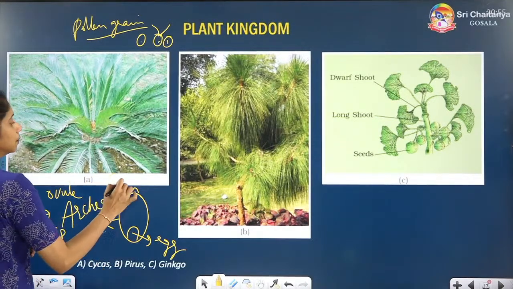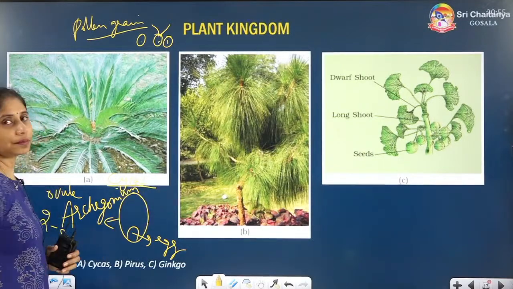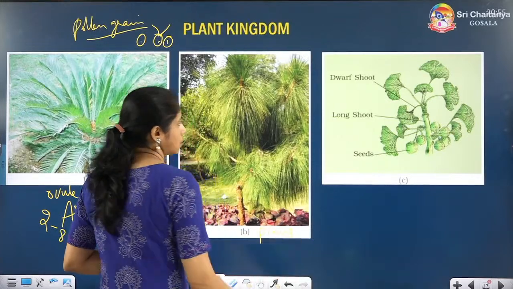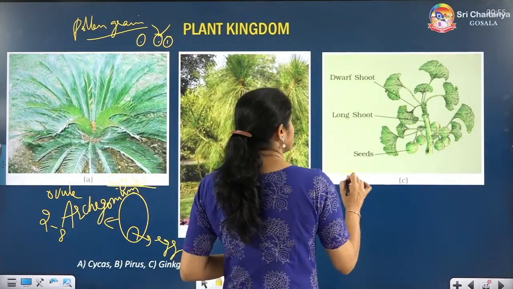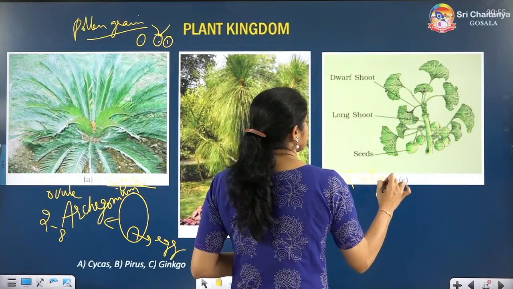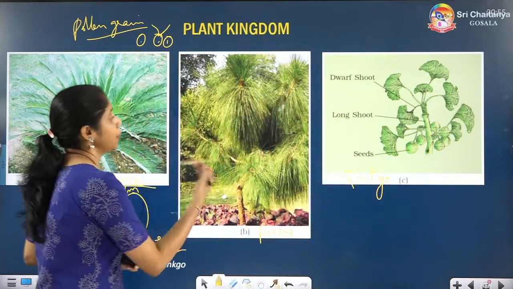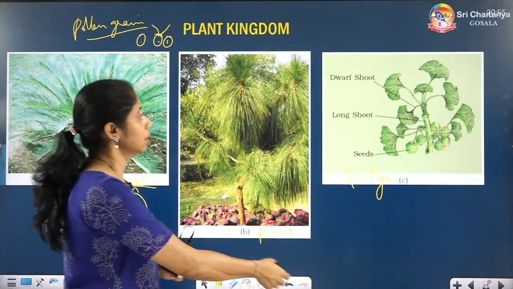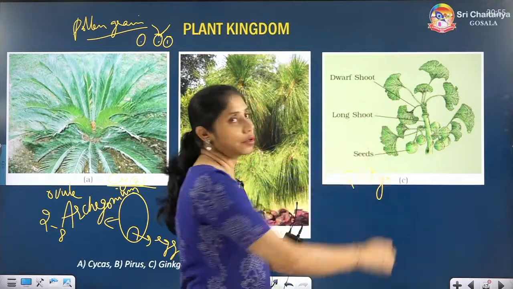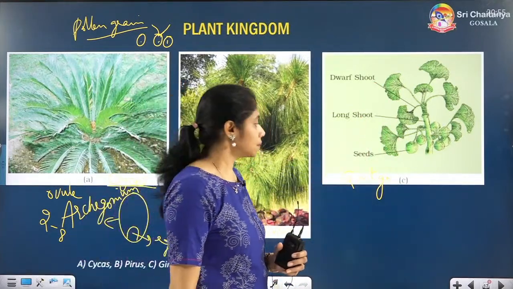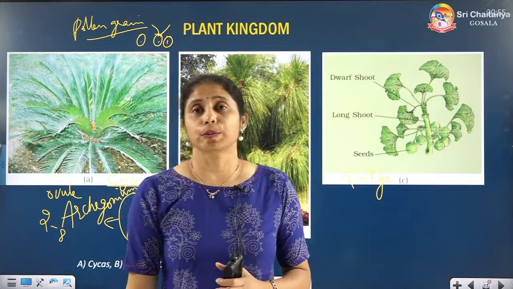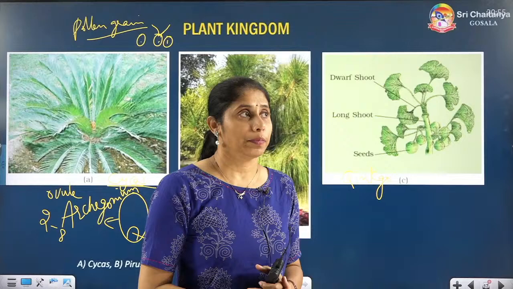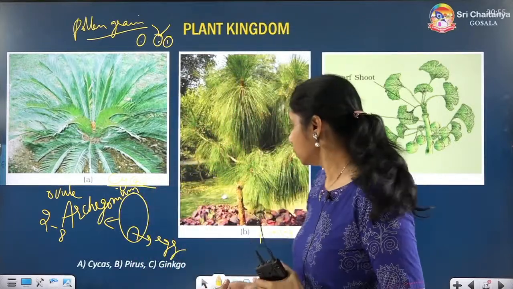Examples, this is cycad, cycas, this is pinus, this is ginkgo. Okay. The pics which are given in NCERT: cycas, ornamental plant; pinus, conifer; ginkgo. It has dwarf shoot, large shoot and seeds. I hope all of you understood gymnosperms. Naked seeded plants, basically. Naked ovule containing plants.